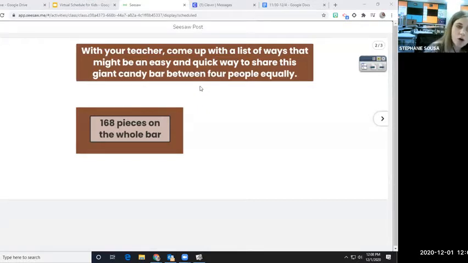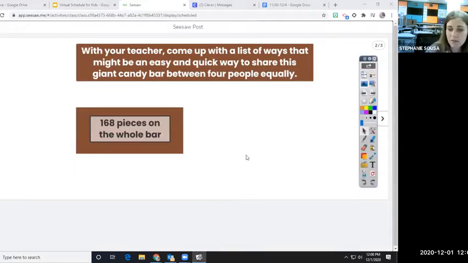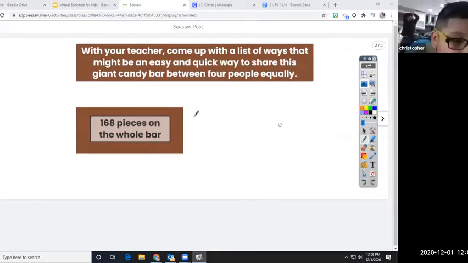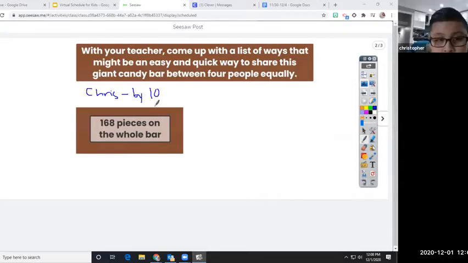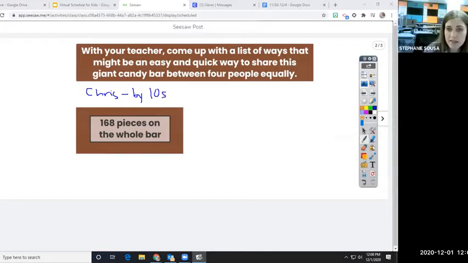Okay, so the question is, what would be an easier way for us to divide this candy bar, to cut it up? Are there any ideas out there so far? Christopher, what do you think? By 10 to 3, if there's some extra, you can put one in each one. Okay, so Christopher says by tens. All right, that's an idea. That's not going to take as long as counting by ones for sure. All right, thank you, Christopher. By tens. Any other ideas out there? What other ideas? Anton, what else could we do?